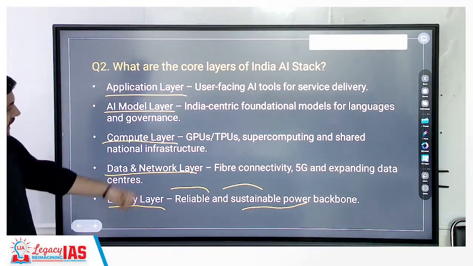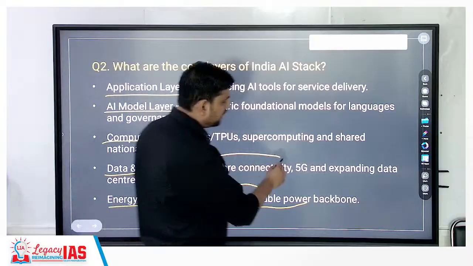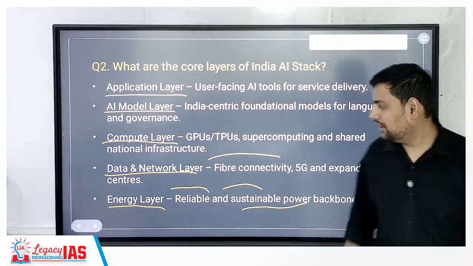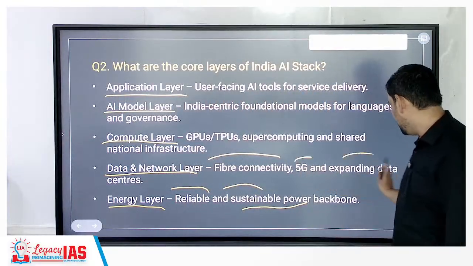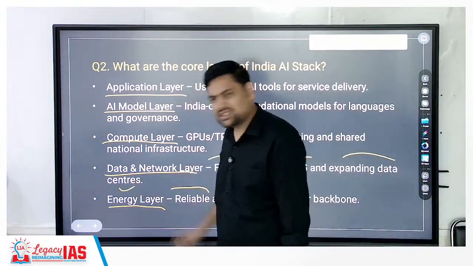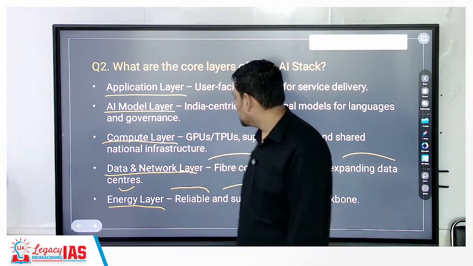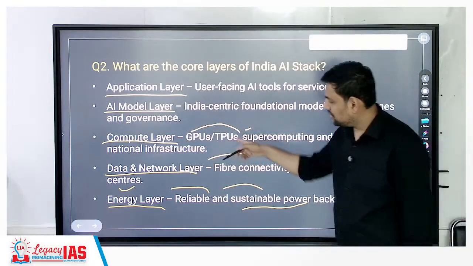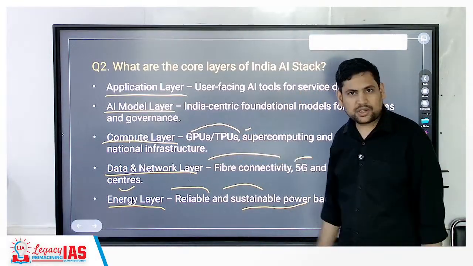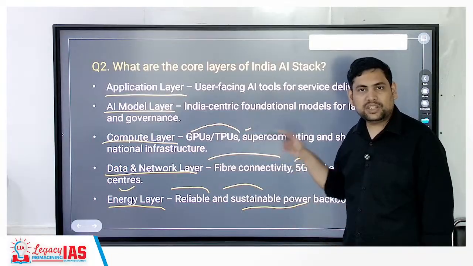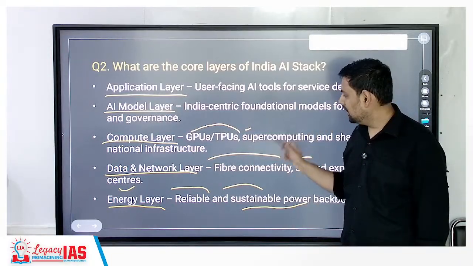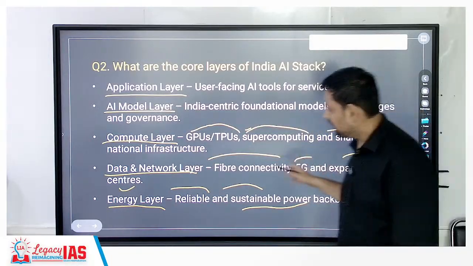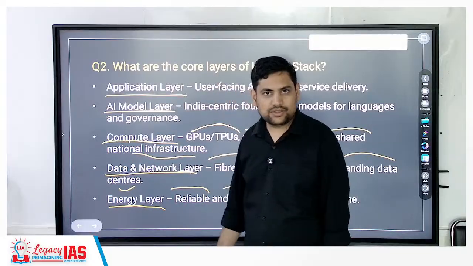Then the data and network layer, so basically fiber connectivity. Correct? Optical fiber and all. Then 5G and expanding data centers. Again, done. Next is the compute layer: GPUs, TPUs. This is tensor processing units, this is graphic processing units. In one of the lectures I have explained the differences between them. Then supercomputing and shared national infrastructure; this is the compute layer.